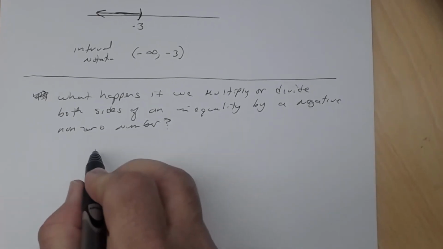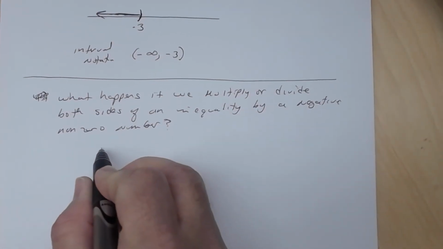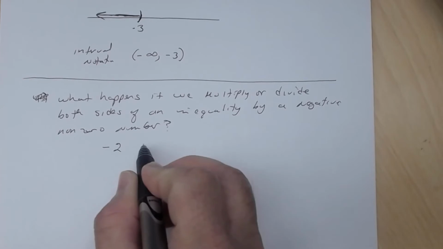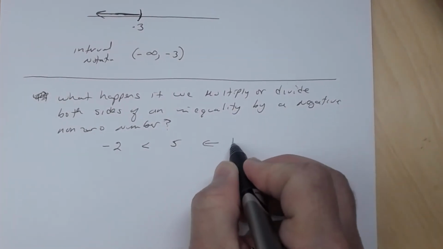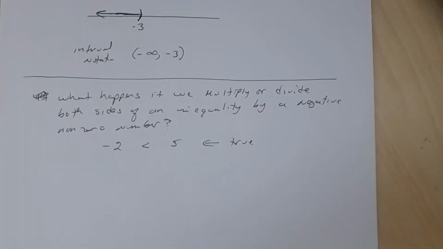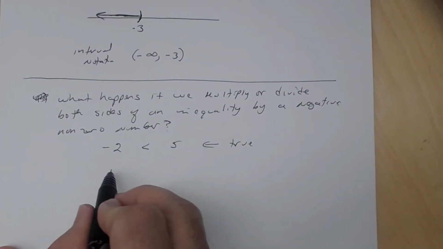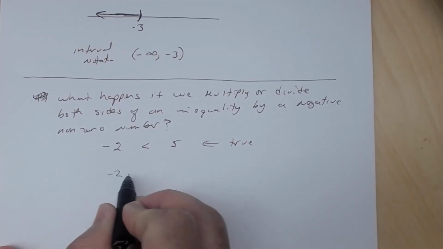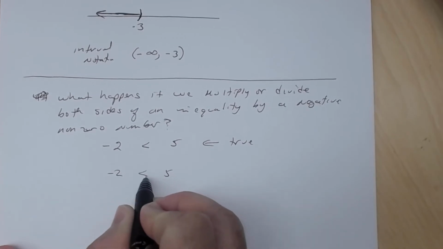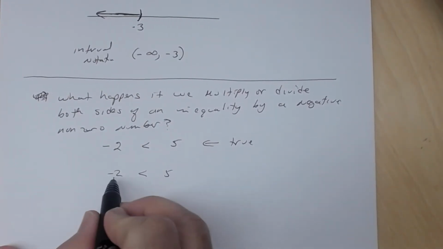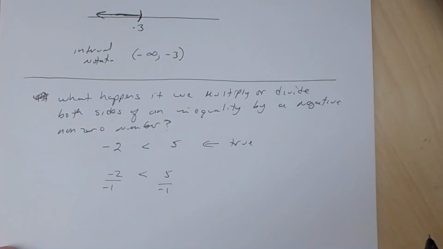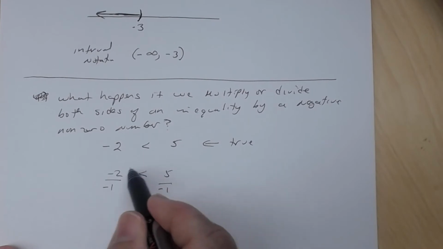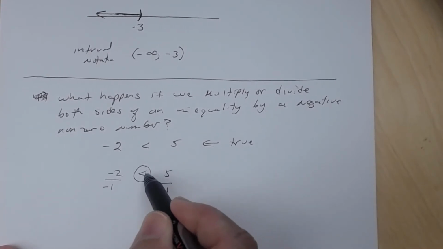So for example, we all know that negative 2 is less than, let's say, 5. That's a true statement. Negative 2 is less than positive 5. But what if I were to take that same statement, but divide both sides, let's say, by negative 1? And the question is, is this still going to be a true inequality?